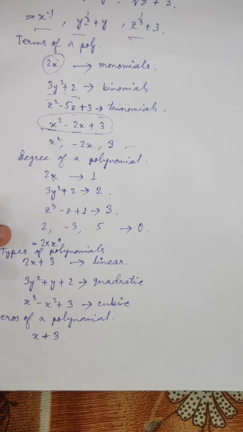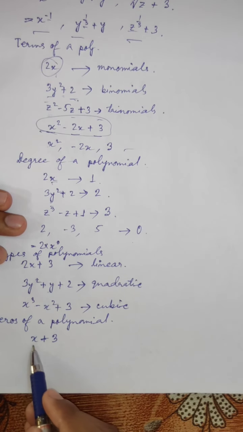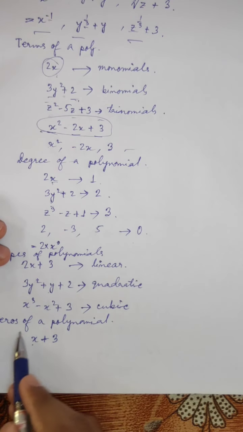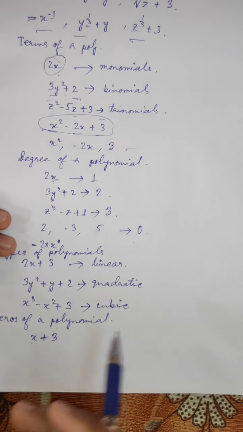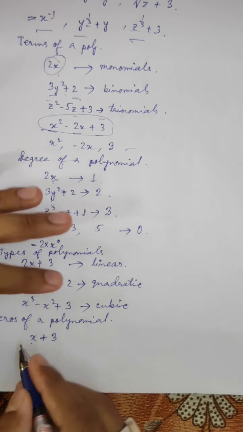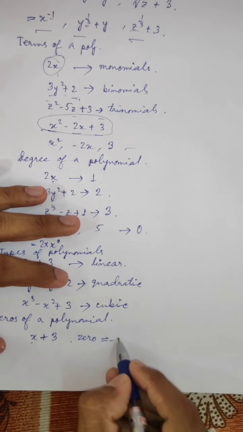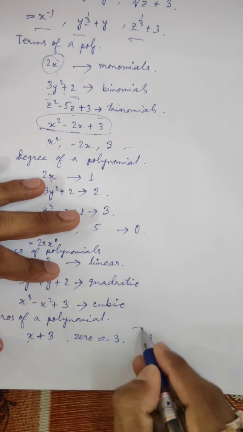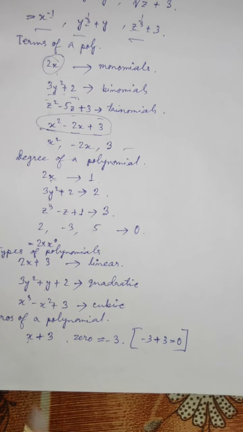This is a linear polynomial, as the degree is 1. So what is the zero? Zero means the particular value of this variable for which the value of the whole polynomial is 0. So what would be the value? By looking at this expression we can determine it should be x equal to minus 3, definitely, because if I put minus 3 here, then minus 3 plus 3 equals 0. See, the value of the polynomial becomes 0.